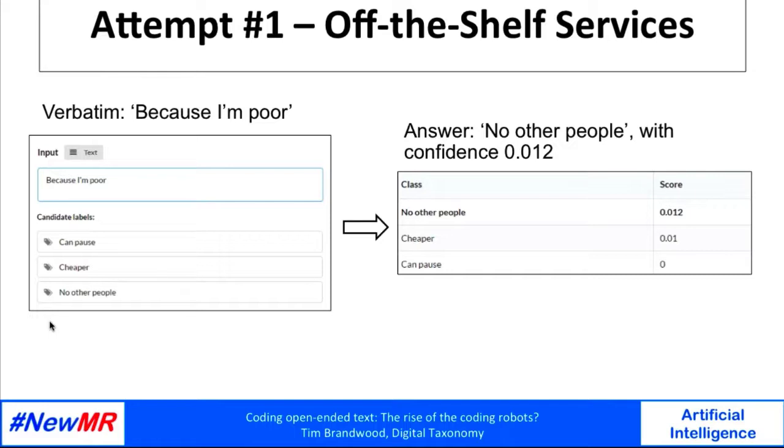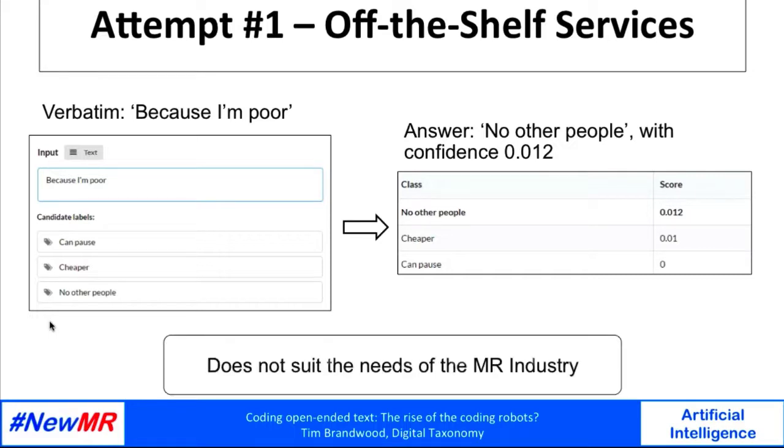So it's perhaps not surprising that these sorts of services struggle with this sort of stuff, because in this case, there's quite a semantic leap required to translate "because I'm poor" into "cheaper." And also these services are designed really to work with large blocks of data, typically analyzing documents and that kind of thing. So a tiny little verbatim like this doesn't really give the system enough to go on.